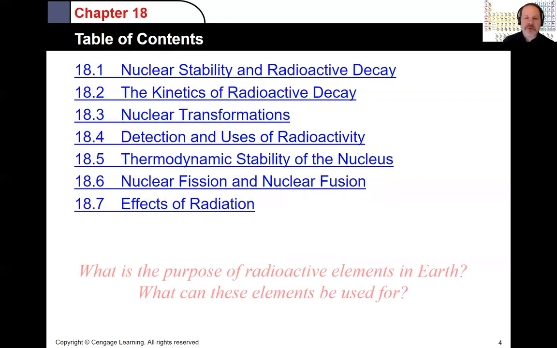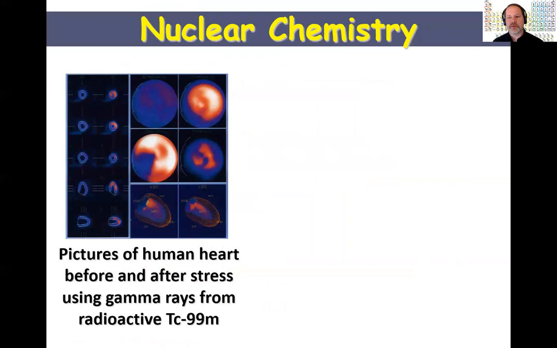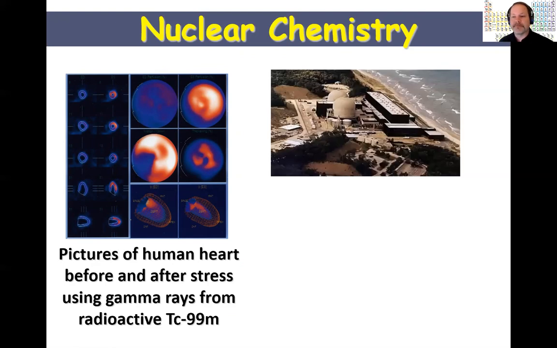I hope one of the things we can learn out of this chapter is what the purpose of radioactive elements in the Earth is. Why would we have these things, and what can we use them for? Certainly some of the uses are for medical purposes. Radioactive isotopes are very important in medicine. One use is as tracers, to localize in various organs or tissues to help visualize the blood, pathogens, cancer, or even to treat different ailments. Nuclear chemistry is very important in the medical field.